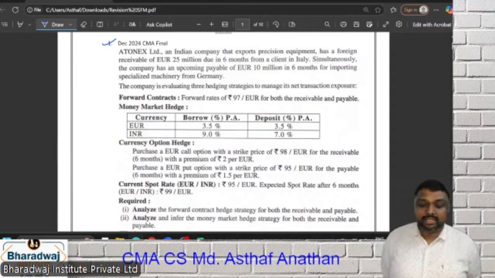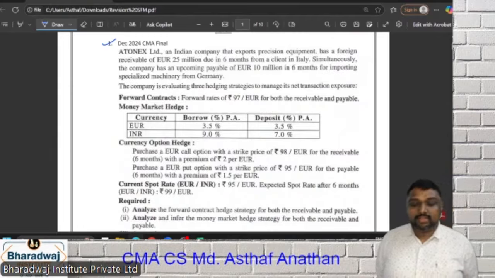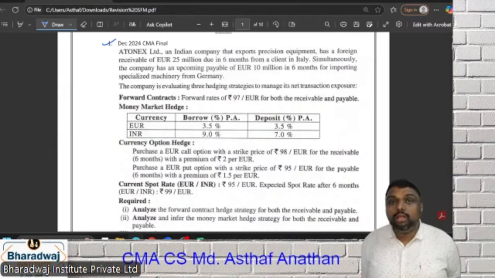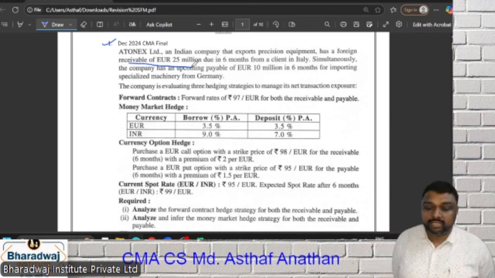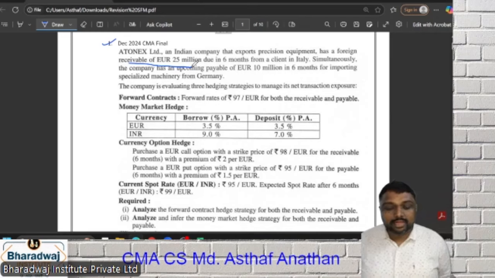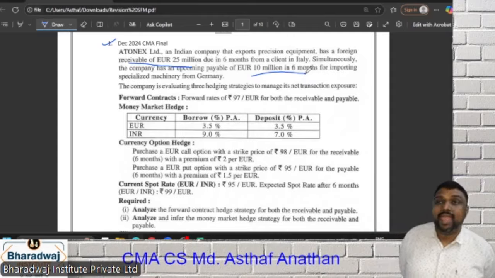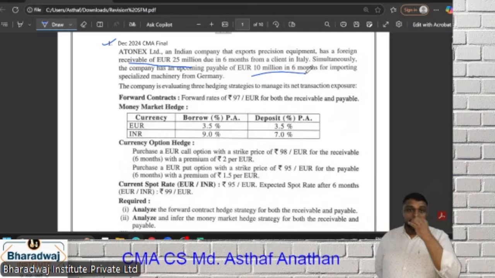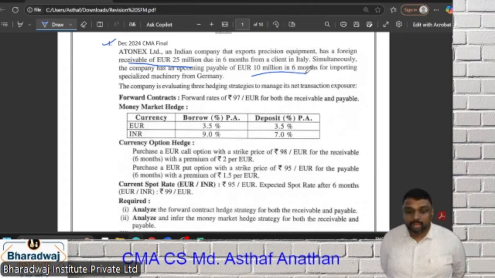Atonex Limited is an Indian company that exports precision equipment and has a foreign receivable of euro 25 million due in 6 months. Simultaneously, the company has an upcoming payable of 10 million in 6 months. So they have a receivable of 25 and a payable of 10. In what currency, friends? Euro. It's an Indian company, so your home currency is rupee only.